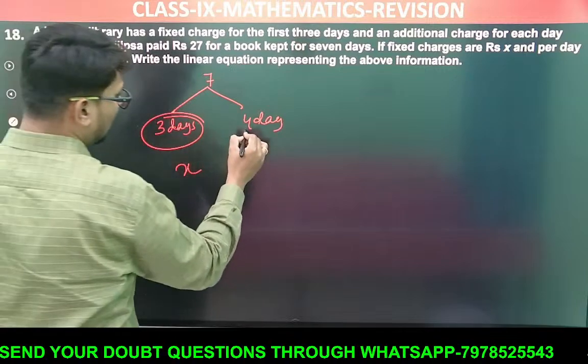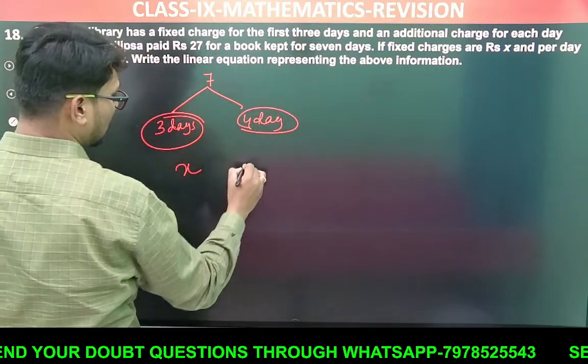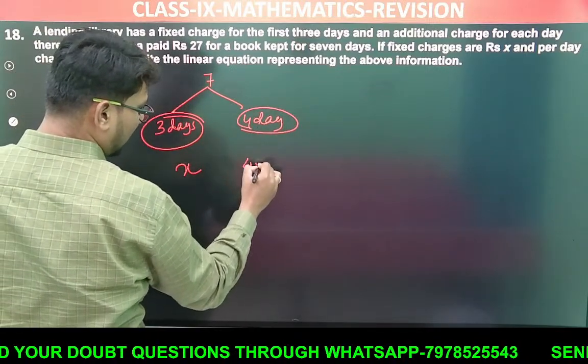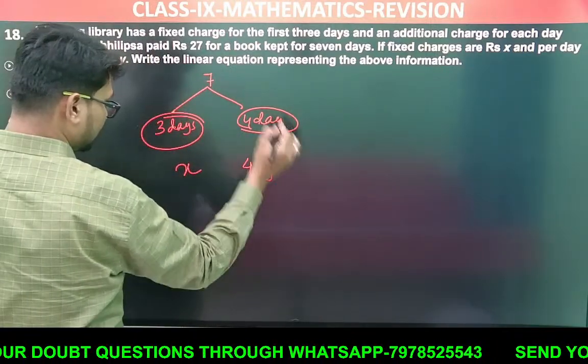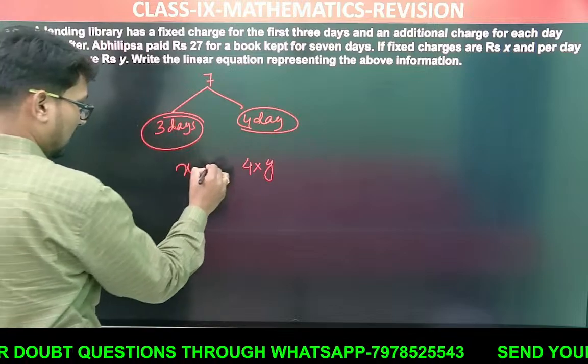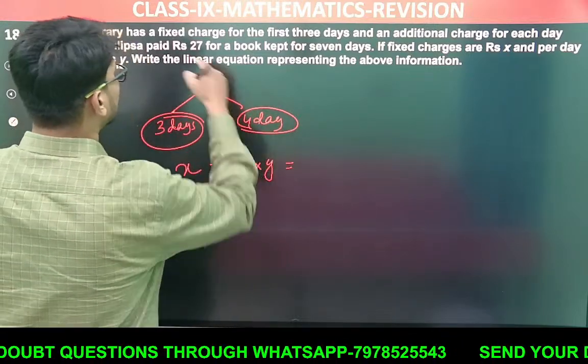Now for the 4 days the cost will be how much? 4 days into the per day cost, which is Y rupees. So total is what? X plus 4Y equals 27.